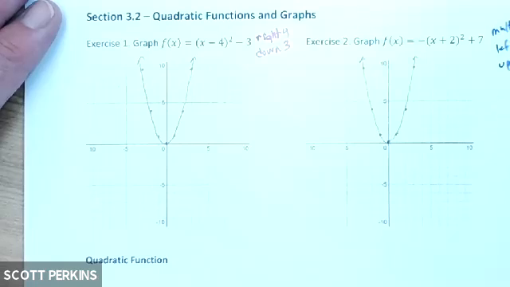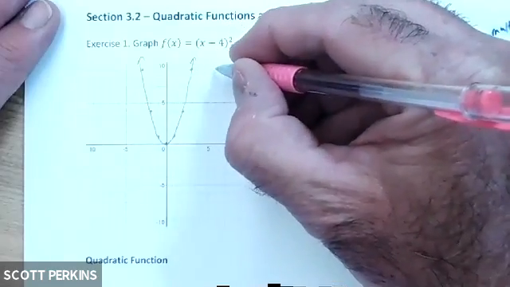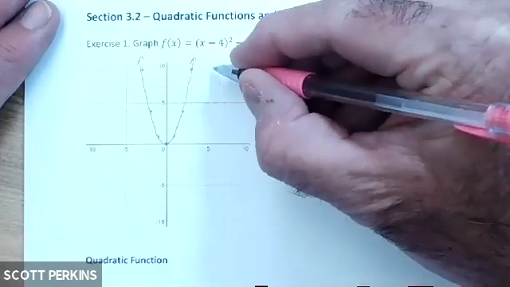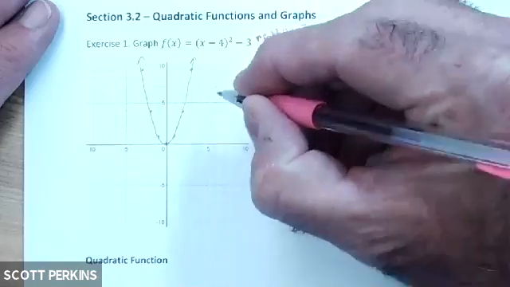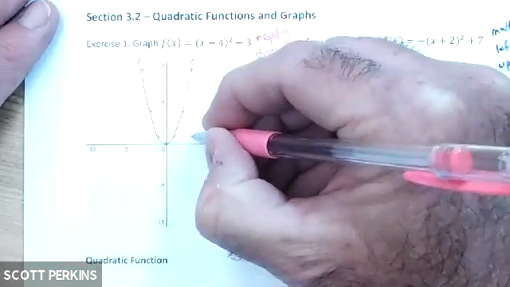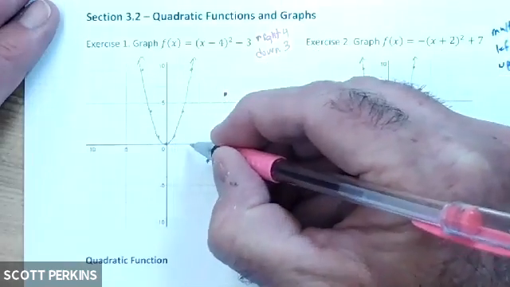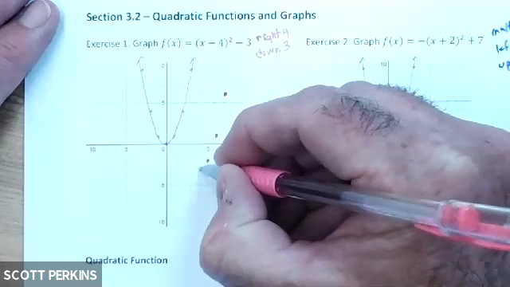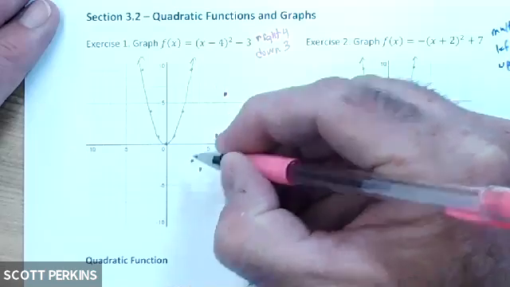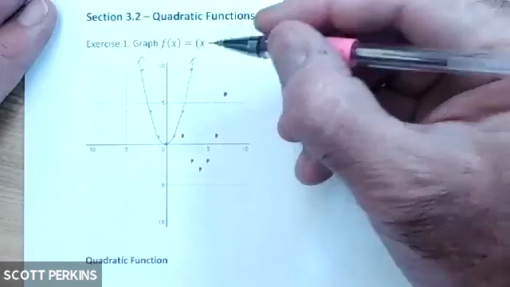All right, exercise 1, I'm going right 4, down 3. So I'm taking each of these points. Let me count right, 1, 2, 3, 4, and then down 3, and then the vertex, right 4, down 3, and then the same thing on the other side when I go right 4 and down 3.